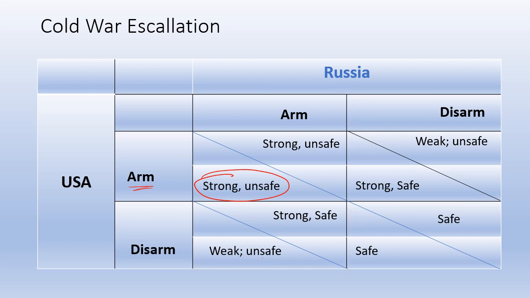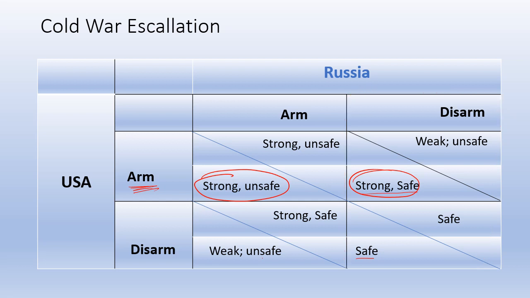And what should USA do if Russia disarmed? The game would in that case get stuck on the right column. On the right column for USA, becoming strong and safe would be better than becoming just safe. So circle the strong and safe. To have that payoff, USA would produce arms. So you can see USA has a dominant strategy: produce more arms regardless of what Russia does.